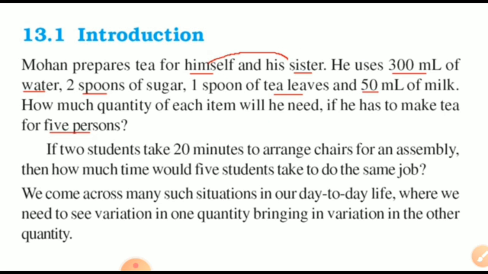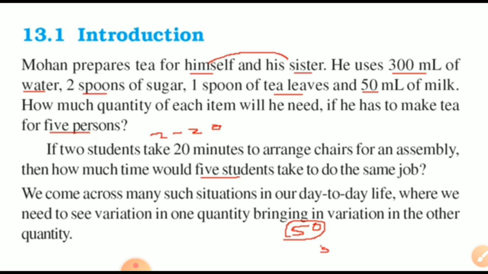My dear students, this is standard 8 mathematics, chapter number 13, direct and inverse proportion. According to this question, we can understand that the material for 2 persons is this much, and for 5 persons the material is more than for 2. That means it is called direct proportion. Isn't it? The process remains the same. We come across many such situations in our day-to-day life where variation in one quantity brings variation in the other quantity.